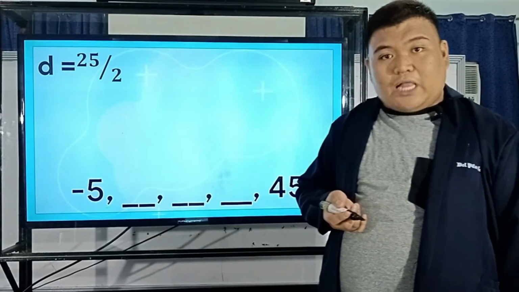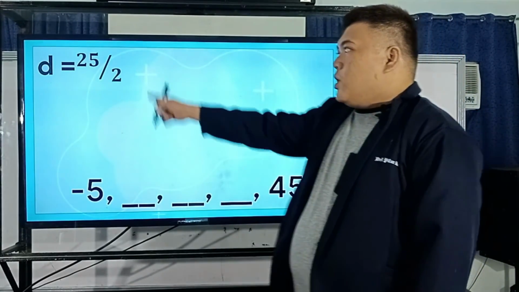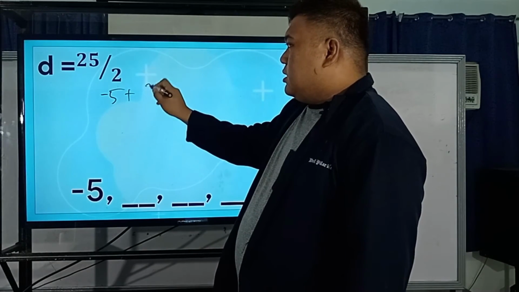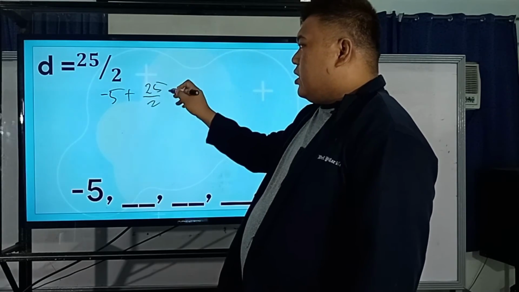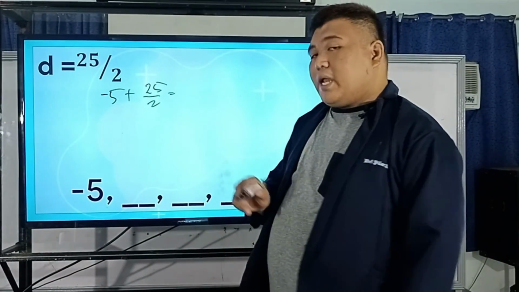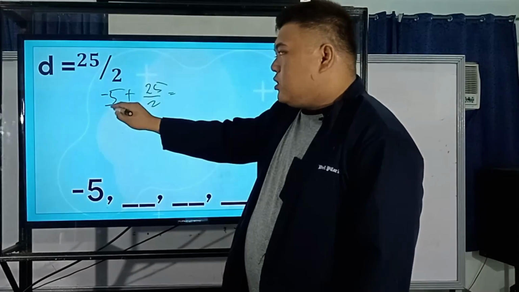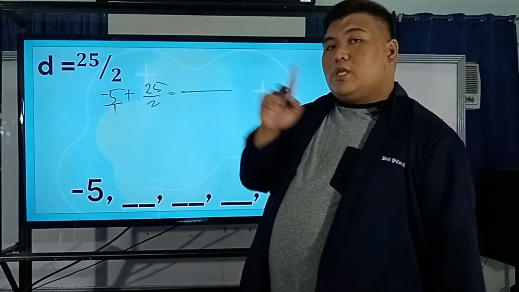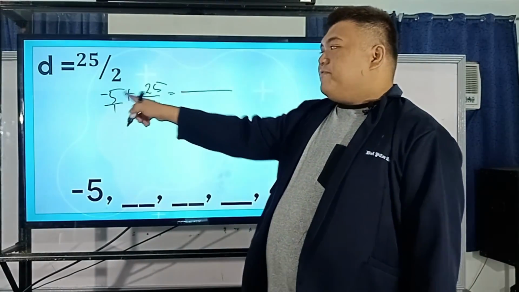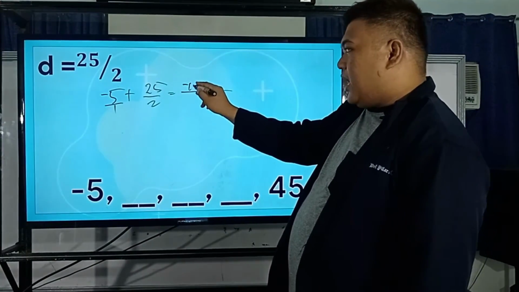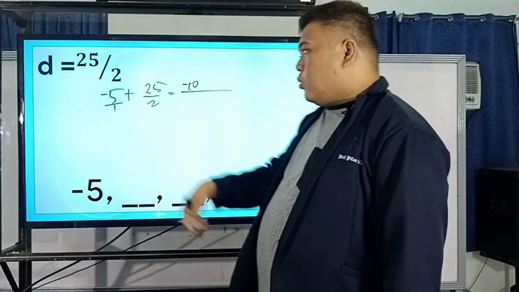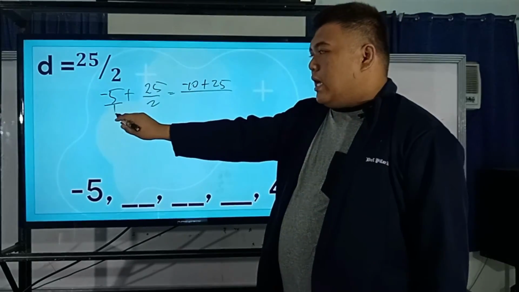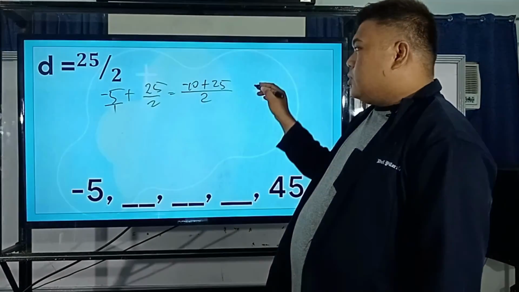So, you may use your calculators para mas mabilis tayo. So, we will have negative 5 plus 25 over 2. Since hindi sila magkapareha sa fraction, again, ang whole numbers ay may denominator na 1. Cross-multiply na lang, katulad ng isang example ko dati. Negative 5 times 2 is negative 10. 25 times 1 is 25. Over 1 times 2 is 2.